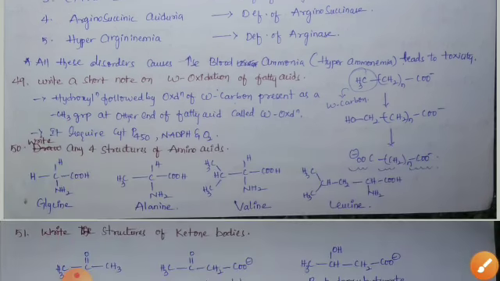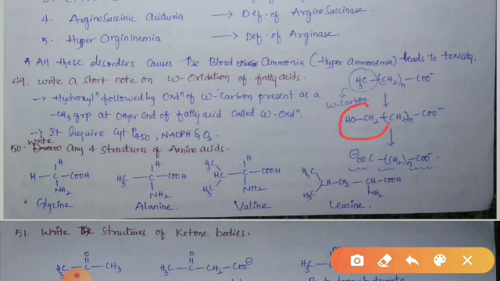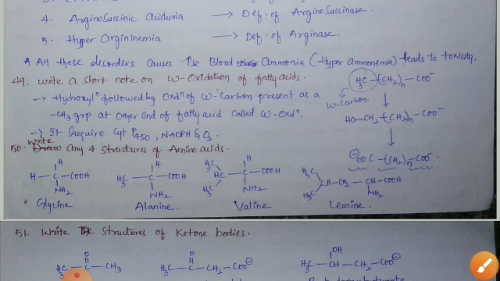Next, write a short note on omega oxidation of fatty acid. Omega carbon is nothing but the terminal carbon of a fatty acid chain. That carbon may undergo oxidation and become a hydroxy group, and finally it is converted into a carboxylic group. So oxidation of the omega carbon is known as omega oxidation. It requires cytochrome P450, NADPH and oxygen.